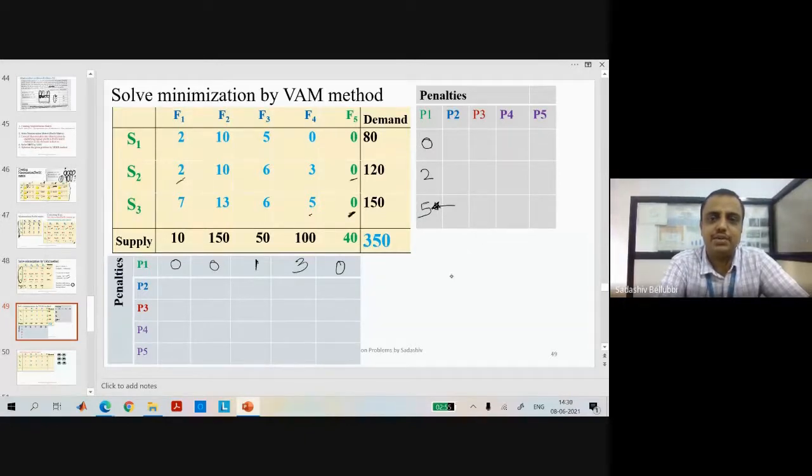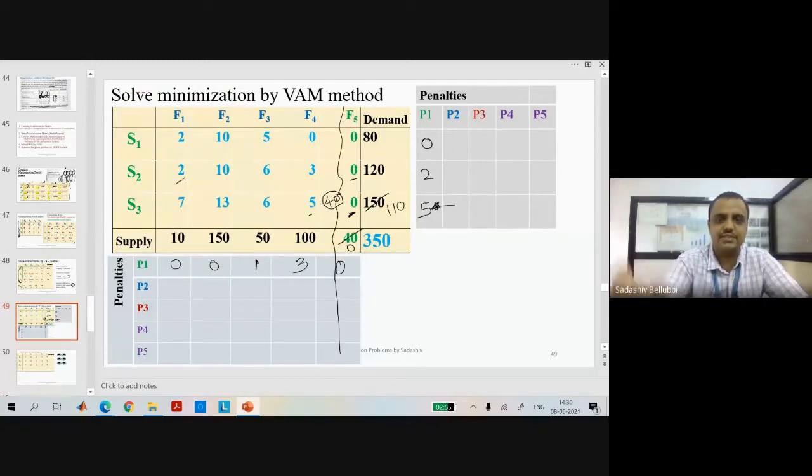For this 0, what is the supply and demand? The supply is 40 and the demand is 50. It means that we can go for allocating 40 here. If you allocate 40, then it becomes 0 and the remaining is 110. I hope it's clear. Next one, once we finish with this, the fifth column is satisfied, so we can cancel this.